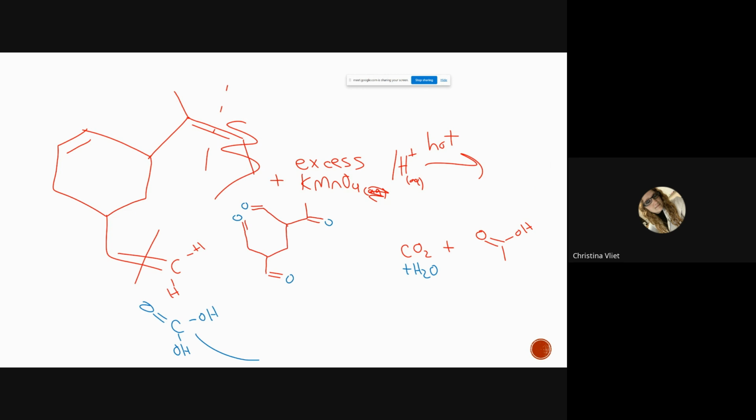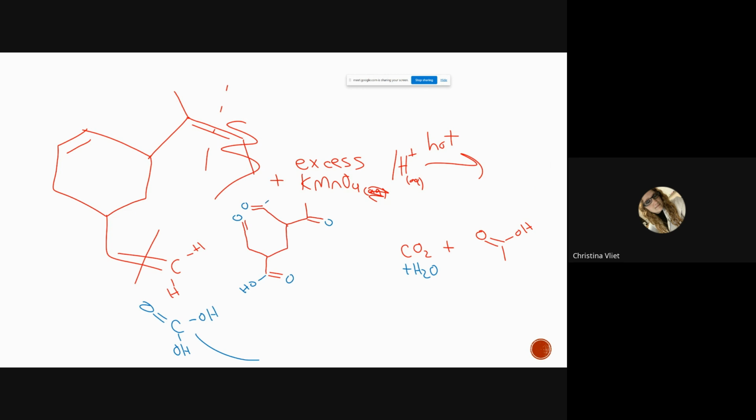Wait, I'm not done. This is not right. There's a hydrogen here, so that's supposed to become an OH, right? Are there any other aldehydes that we have to turn into carboxylic acid?